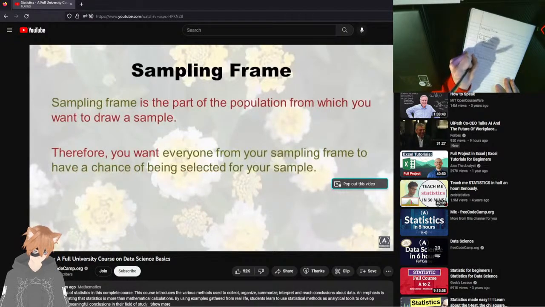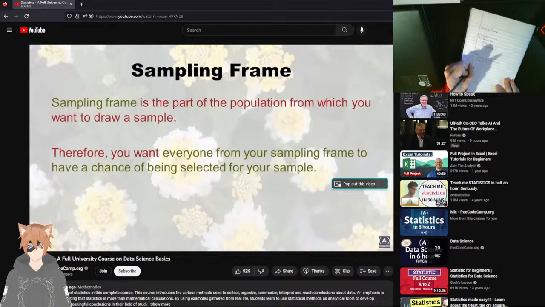So the sampling frame is the part of the population from which you want to draw the sample. And you want to work it such that everybody from your sampling frame has a chance of being selected for your sample. In other words, you don't want to leave anyone that should be in your sampling frame out in the cold.